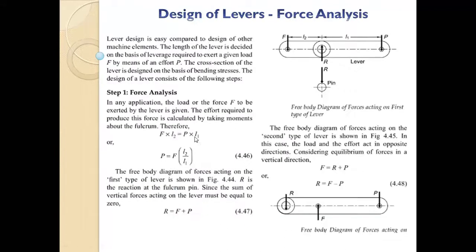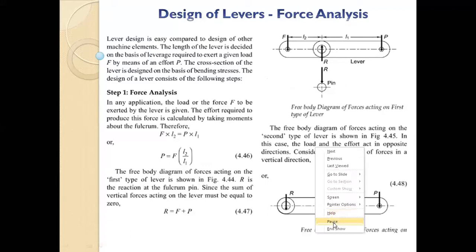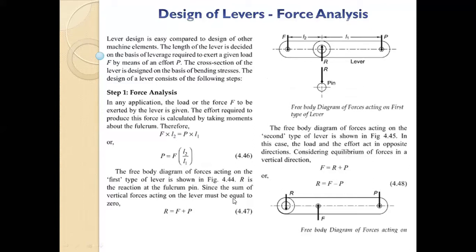So first we will do the force analysis. As we talked about, force F load into L2 equals effort into L1. So L2 upon L1 is your leverage, so your effort should be less than your load. If the angle between both arms is 180, then the calculation of R is very simple, straightforward. It is F plus P.